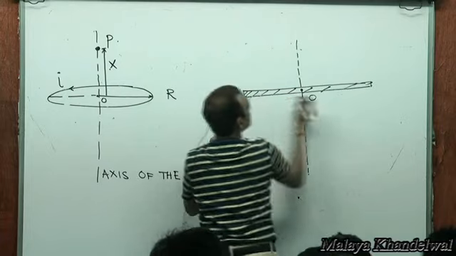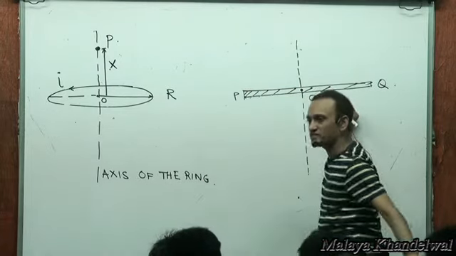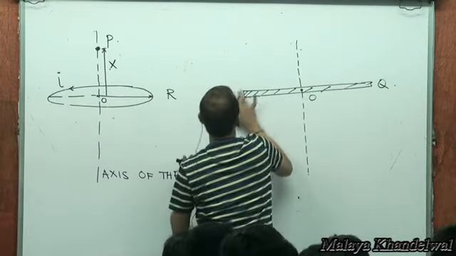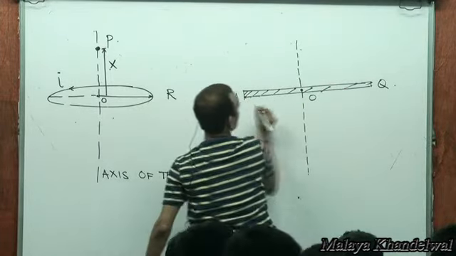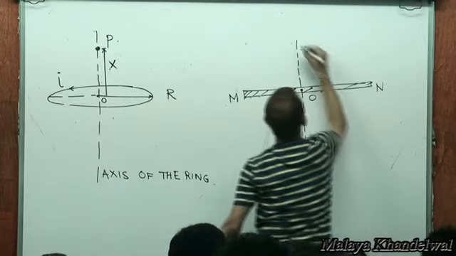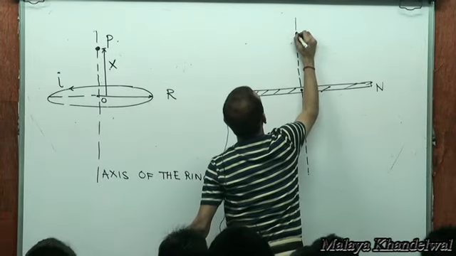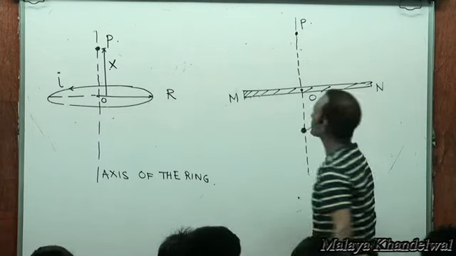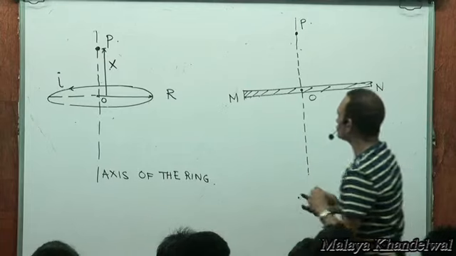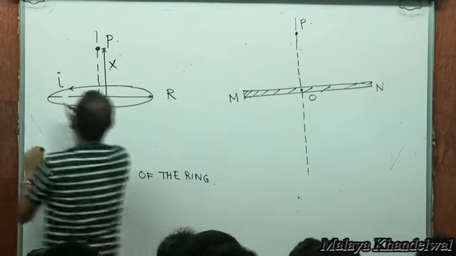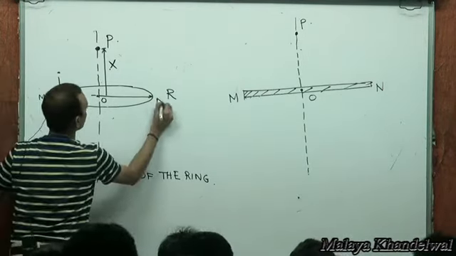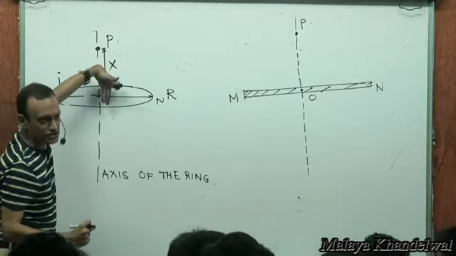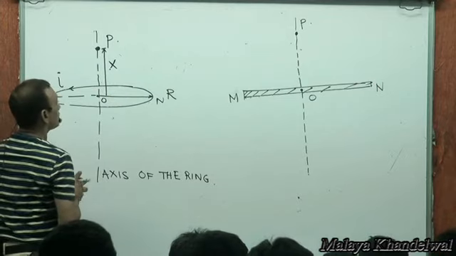Say this point is P, this point is Q. P and Q are extremities of the diameter, right? Oh, let me call this M and N because I've selected this point as P. So let me call this M and N. Now, this is M, this is N. So if you see from the side, you see this thickness. When you see from the top, you see this, isn't it? Right?